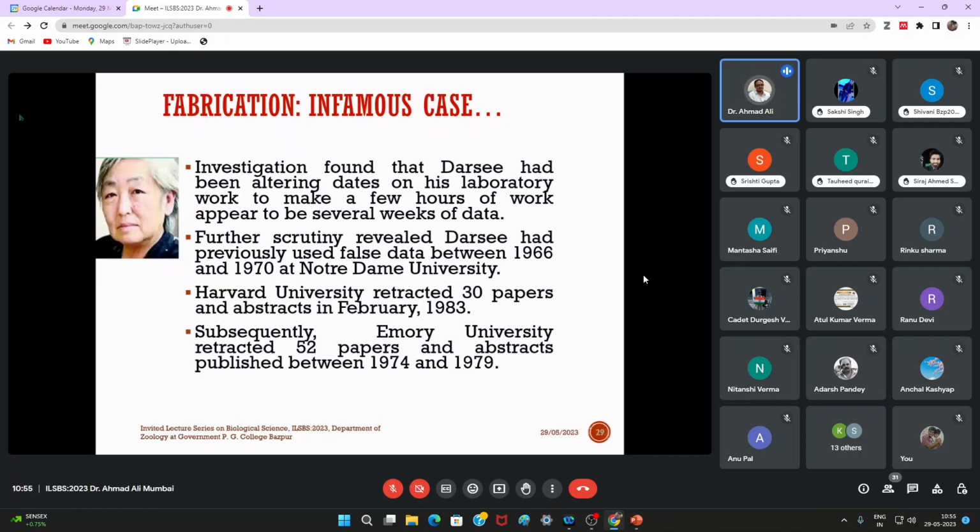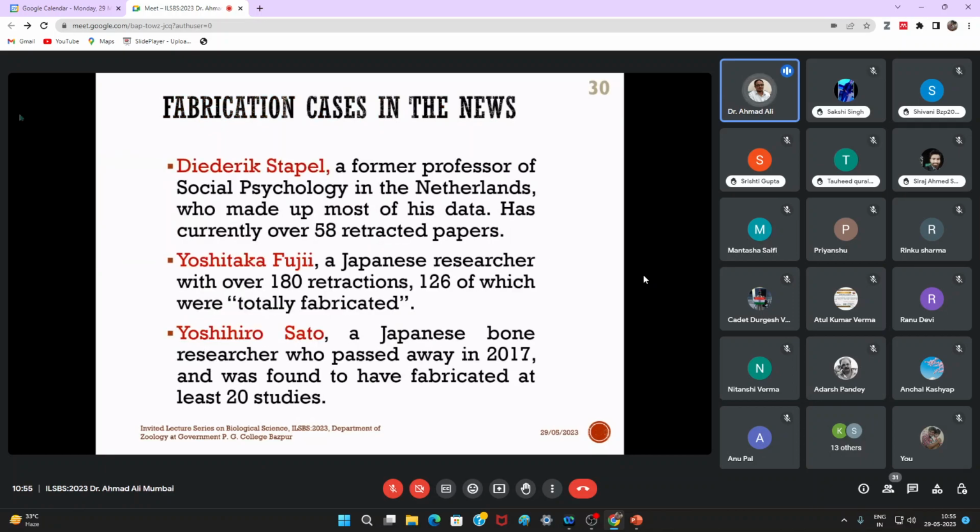Retraction means the paper which has already been accepted and published in the journal is taken back, so that paper will be removed from the database of that journal. Retraction is being reported more often now because of these findings of research misconduct. And Emory University also retracted 52 papers and abstracts published between 1974 and there are some other infamous cases in the news.